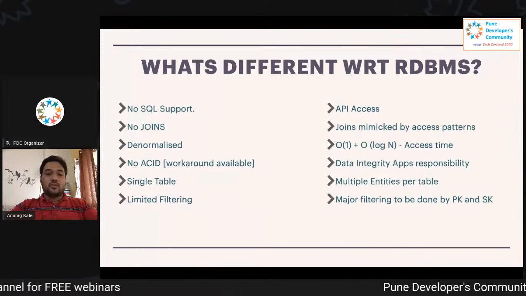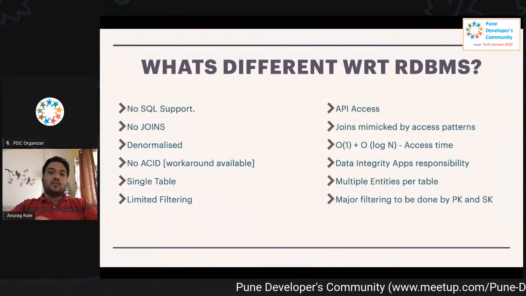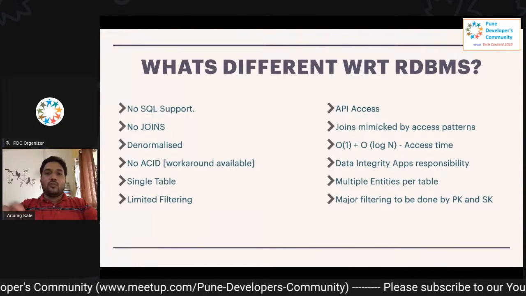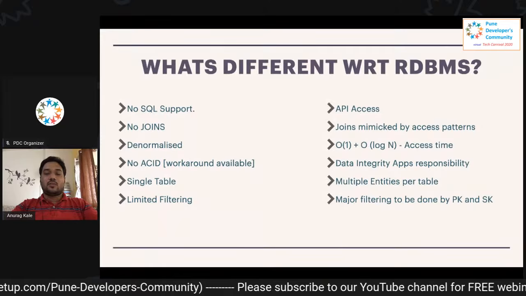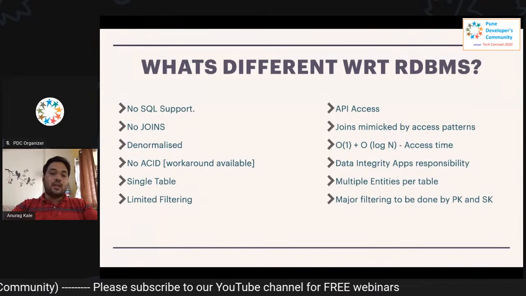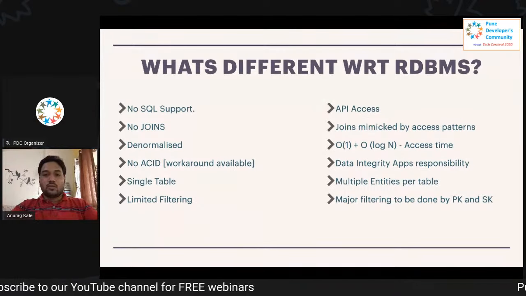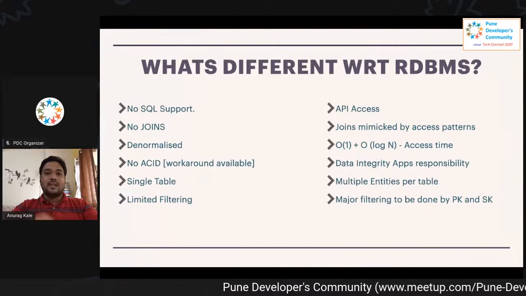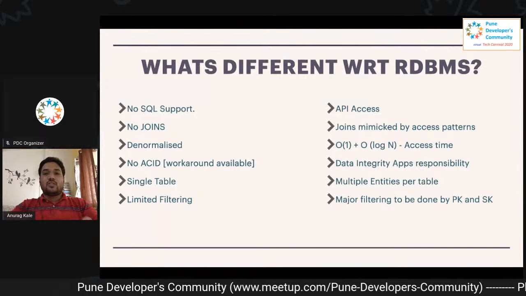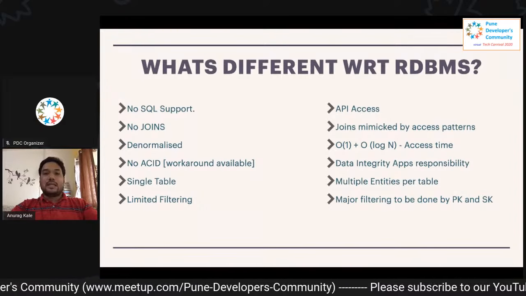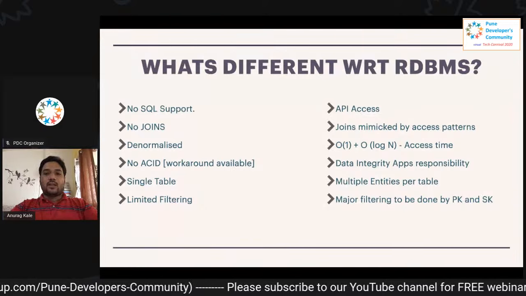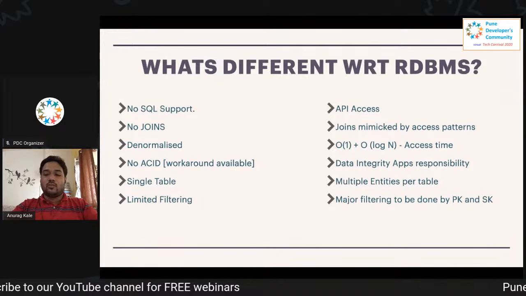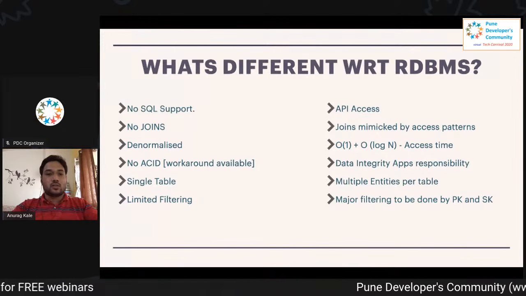Also, there is limited filtering. Coming from relational databases, we have this good old where clause, which can be used practically on any column to do any type of filtering. But when it comes to DynamoDB, you will find that you have to do the major chunk, or you could say 95% of your filtering, by just using the primary key and sort key. That's it. There are very limited filtering opportunities when you want to filter by other attributes.